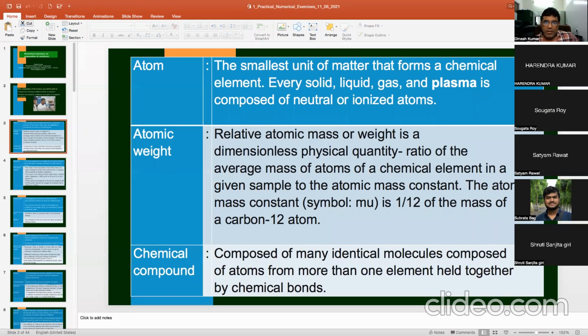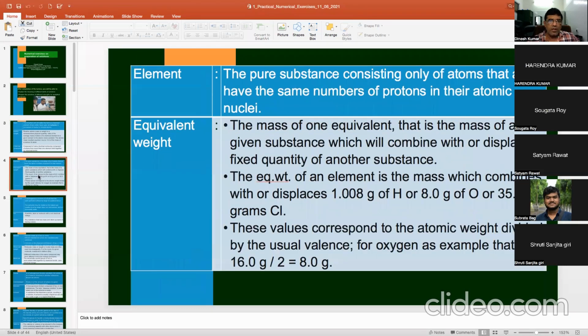Chemical compound, composed of many identical molecules, composed of atoms from more than one element held together by chemical bonds. That is called a chemical compound. Then element, the pure substance consisting only of atoms that all have the same number of protons in their atomic nuclei. Then it is your element.